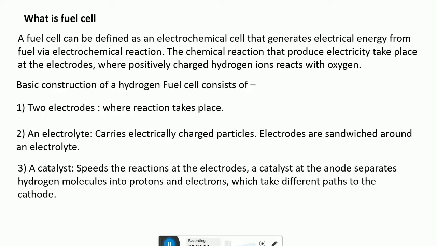Then catalyst, it is a substance due to which chemical reaction takes place, and the catalyst at the anode separates hydrogen molecules into protons and electrons, which take different paths to the cathode. Then fuel, mostly hydrogen is used, is fed to anode and air is fed to cathode. And the last component is a power supply.